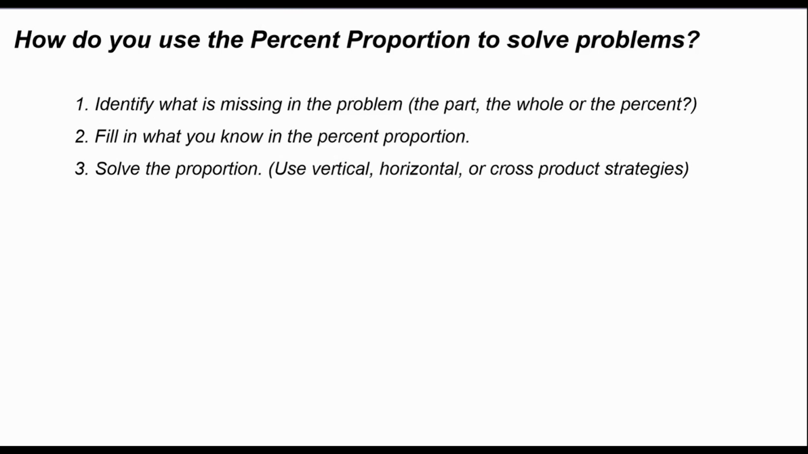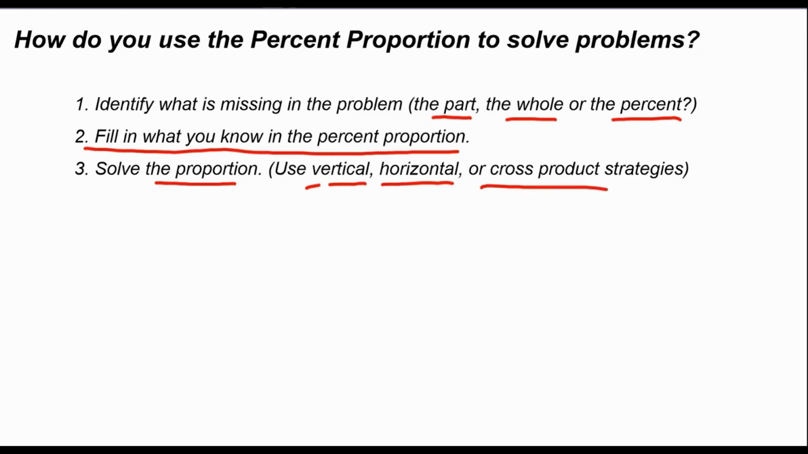So how do you use the percent proportion to solve problems? Well, the first thing we need to do is identify what's missing in the problem. Now, we can have three things missing in any typical percent problem. We can have the part missing, the whole missing, or the percent missing, and then we can use the proportion to solve to find any one of those three. And then we just fill in what we know in the percent proportion, if we know the whole and the percent, or the part and the percent, or the part and the whole. And then lastly, we will solve the proportion. And we have strategies for solving proportions. Remember, we can use vertical relationships, horizontal relationships, or we can use the cross products to solve those proportions.